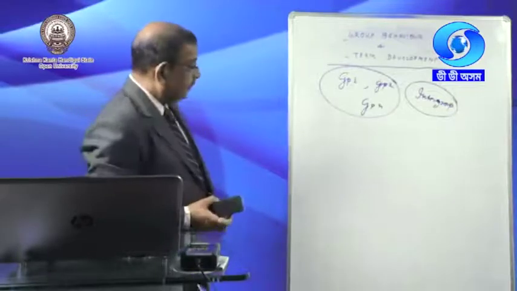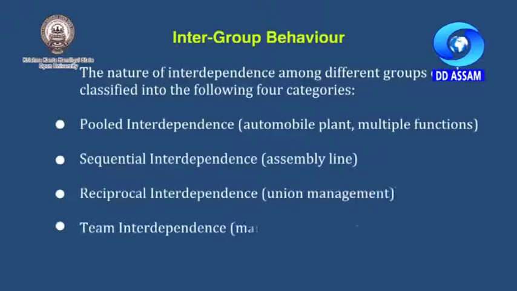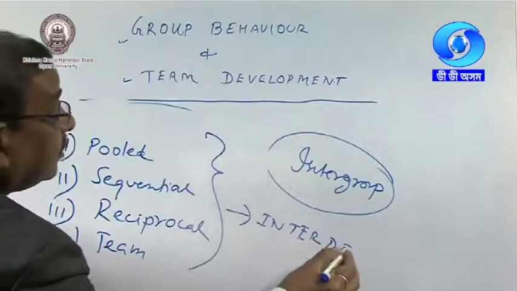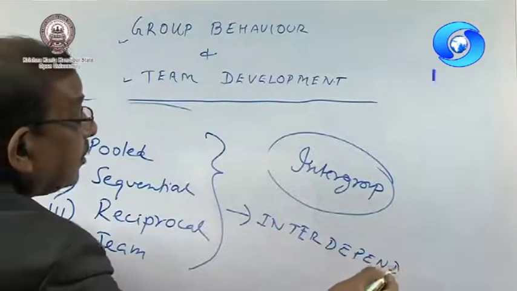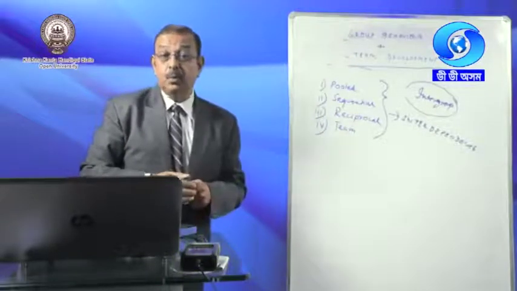One example in this intergroup behavior among different groups, say we can talk about pooled interdependence. We can talk about the sequential, the third one is reciprocal, and the fourth one is team interdependence. These are all examples of interdependence. No group can function on its own alone.